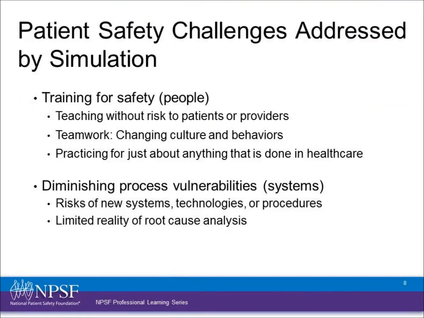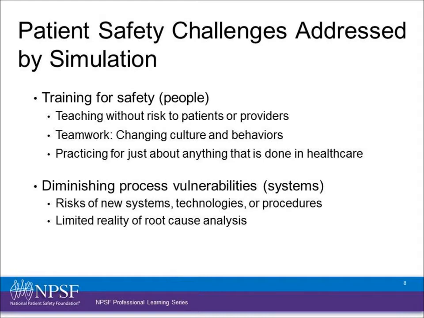So if you're in the patient safety business, if you need to make healthcare safer, and that's what you're working to do, what are the kinds of challenges in patient safety for which simulation could really be helpful? Well, let's break it down into two basic categories: training for safety, that is training the people, and diminishing process vulnerabilities, that is using simulation to develop and test new systems.